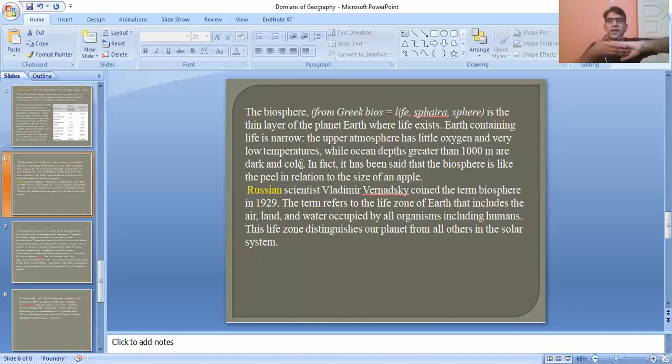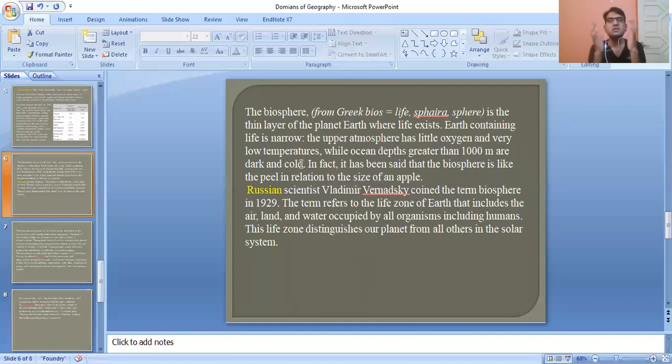Birds flying in the atmosphere are also part of the biosphere, and the marine species or creatures inside the water, in the oceans or seas, are also part of the biosphere. But the range is very limited. If you are going up, it might be 10 kilometers. If you're going down, it might be 8 kilometers. So the range of the biosphere is very thin and limited.